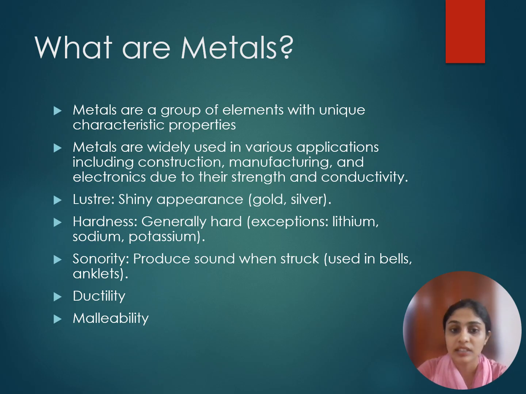The luster, that is the shiny appearance of metals, for example gold, aluminium, silver, platinum, and the hardness. Generally, metals are hard. Also, a few exceptions exist: lithium, sodium, potassium. Now, sonority. Sonority is the property of metals to produce a sound when struck. These are used in bells, anklets, and the other two properties are the ductility and malleability. Now let's discuss these properties of metals in detail.